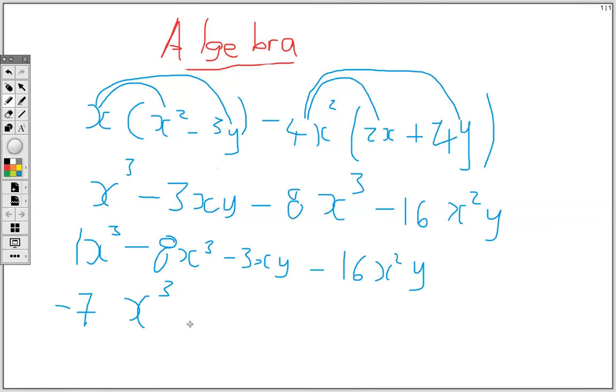These two, however, are unlike terms because this is minus 3xy. There's no square on the x, so it's not the same as this because this is x squared y and this is xy. So we continue to write it as it is, and that is it.